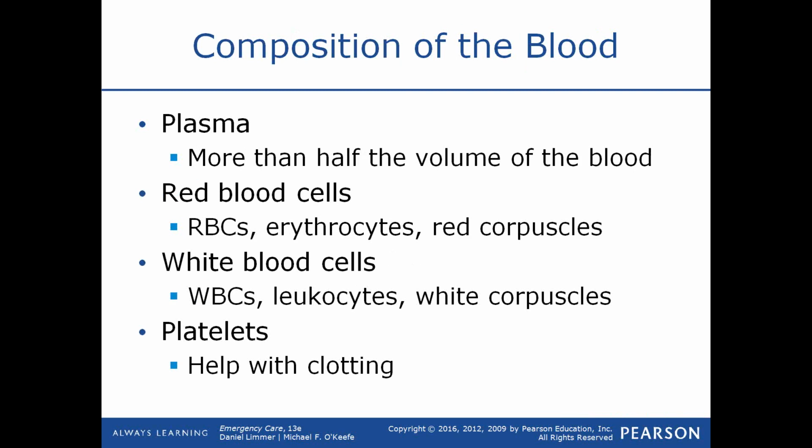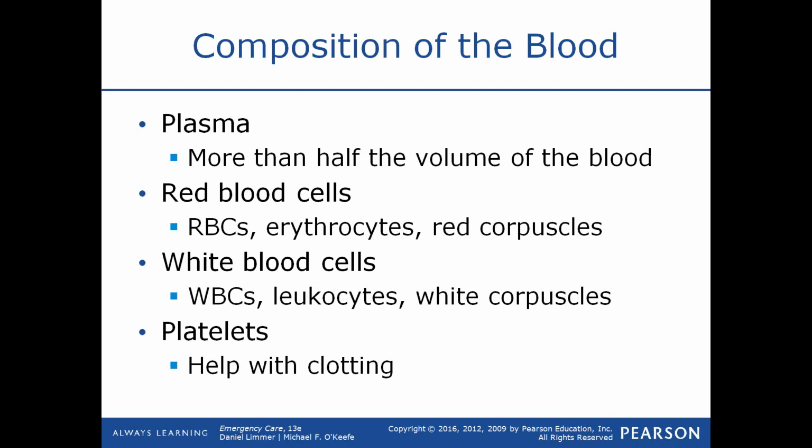Red blood cells carry oxygen. They have the hemoglobin molecule on the red cell that has an affinity to attract oxygen. So we need red cells to carry oxygen to all parts of our body. People who lack red cells are called anemic.